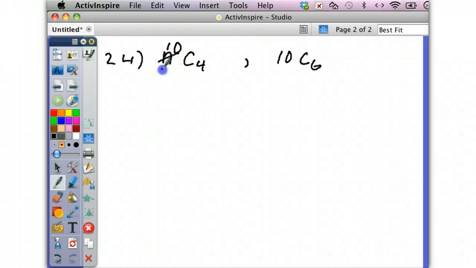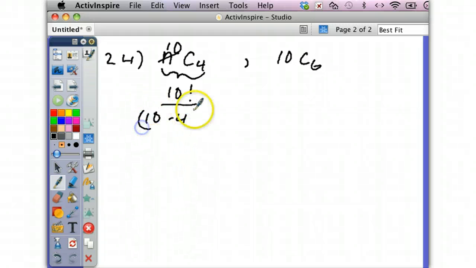All right, 10C4. What is that in terms of numbers? What does it mean in terms of setup? 10 factorial over 10 minus 4 factorial times 4 factorial. Some people did nicely on this on their test.